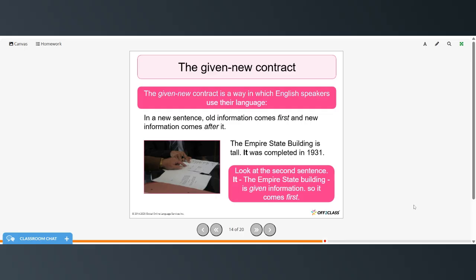So the given new contract is a way in which English speakers use their language. In a new sentence, old information comes first and new information comes after it. So the example that we already looked at: the Empire State Building is tall. It was completed in 1931. So look at the second sentence: the Empire State Building is given information, so it comes first.